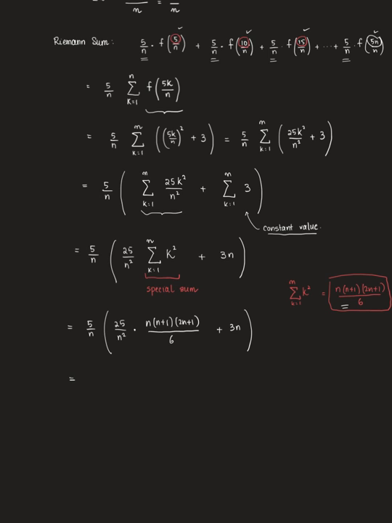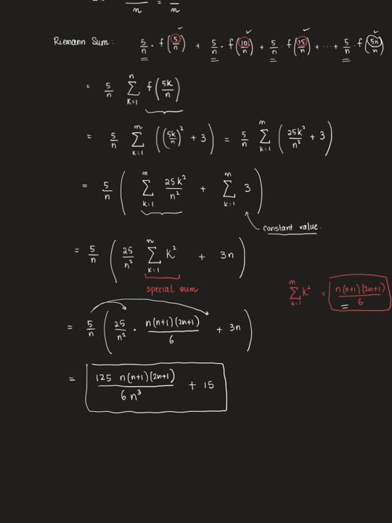So I'm going to distribute the 5 over n to each term here. That's going to give me 5 times 25, 125, times n times n plus 1 times 2n plus 1, and in the denominator, I have a 6n cubed, plus 5 over n times 3n is just going to give me 15. Now, that is an expression for the Riemann sum. All of this is the Riemann sum, but this is simplified to the point where we're now able to take the limit. So that's our Riemann sum.